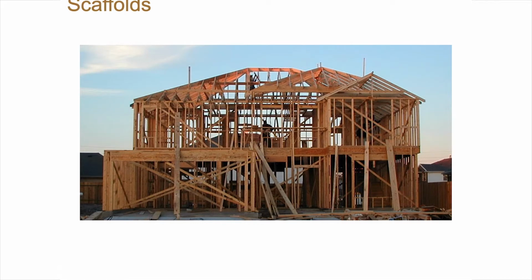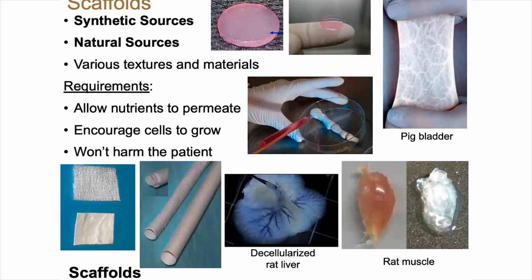And so there are different types of scaffolds that we use. Some are from synthetic sources, and these would be man-made sources, and then some are from natural sources. They come in various textures and materials, and the scaffold that you use is going to be dependent on the tissue or organ that you're trying to engineer. But all scaffolds have three requirements. One is that they need to allow nutrients to permeate. That means that the cells that are grown into that scaffold have to have oxygen and nutrients to survive. It has to encourage cells to grow. And of course, we don't want to use any sort of scaffold that would harm the patient. It's counterintuitive.